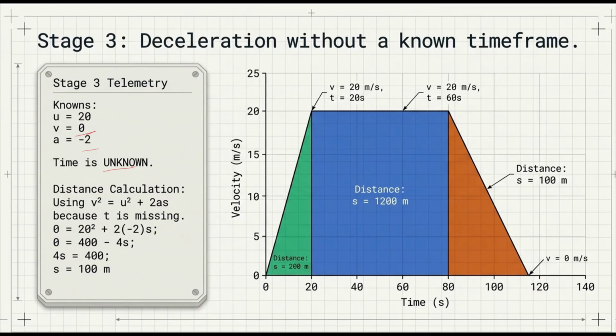By substituting the values, we can find: 0 is equal to 20 square plus 2 into minus 2s. While doing the calculation, that is 400 minus 4s. 4s is equal to 400 and s is equal to 100 meters. So you will get the distance as 100 meters. Therefore the cyclist takes 10 seconds to stop and covers 100 meters during deceleration.